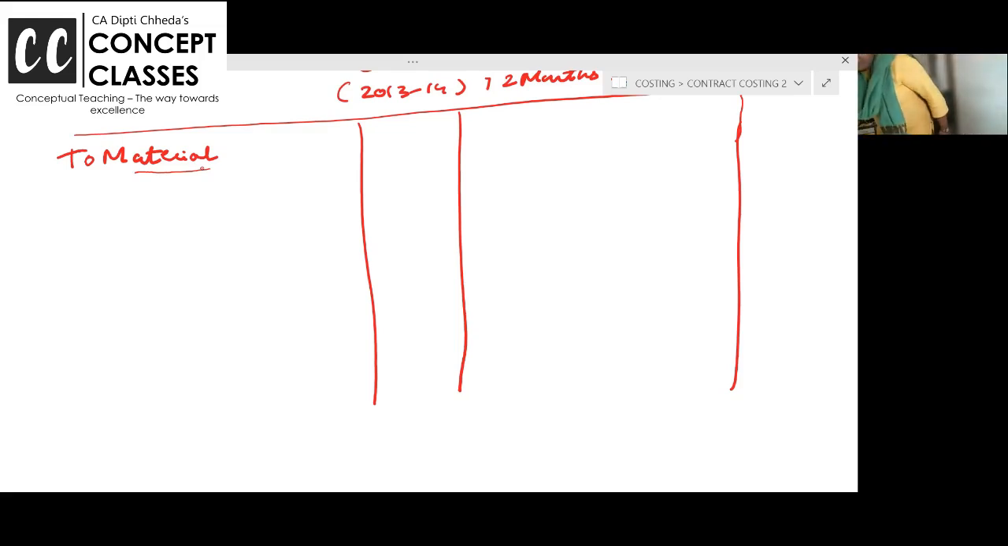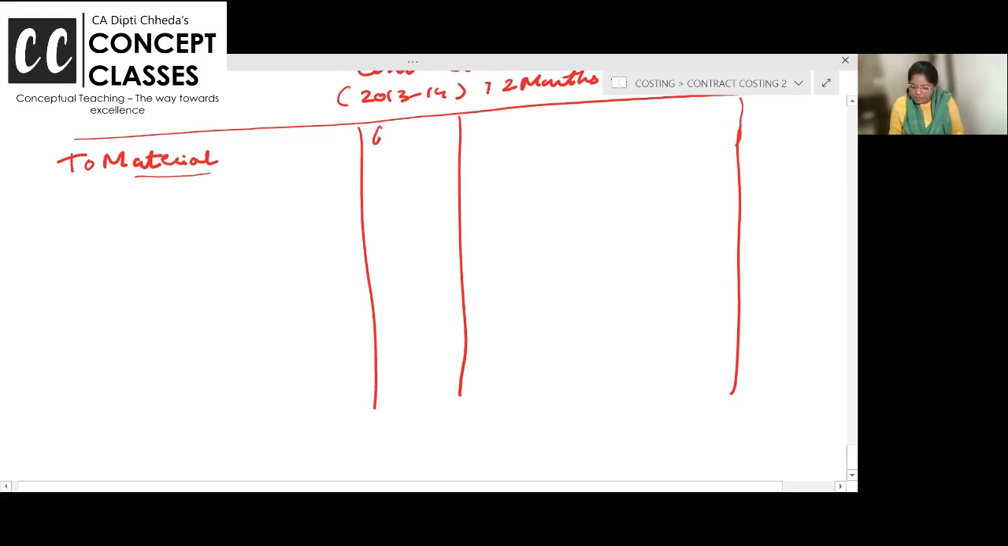Ready with the figure for material, please. How much is material? First, you do it only for the actual figures. So, material issued, how much will you take? 4,56,000. No add and less. I hope you are getting it. First, you do it only for 1 year.